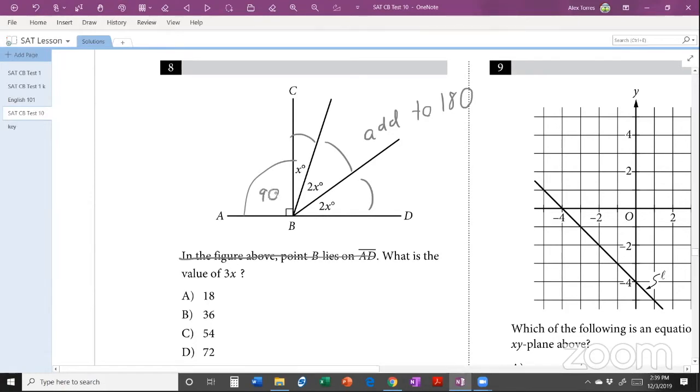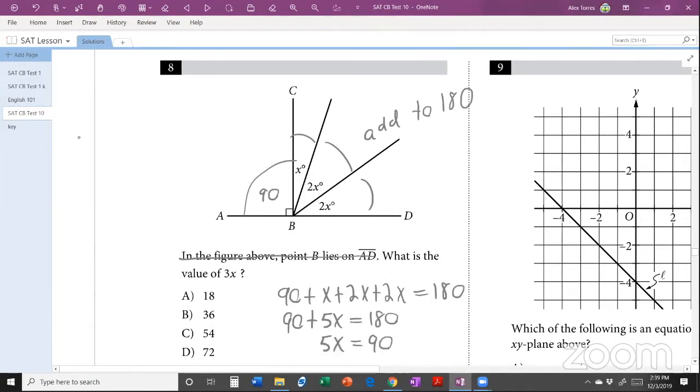So we have 90 right here. So we can say 90 plus the x and the 2x and the other 2x should equal 180. So we can combine like terms and all the x's become 5x right there. Take away 90 from both sides. And now we have 90 divided by 5. Subtract right there. And 90 divided by 5 is 18. So x is 18.